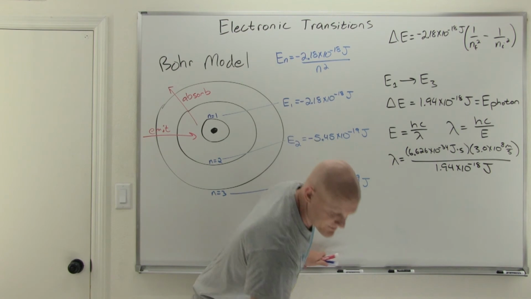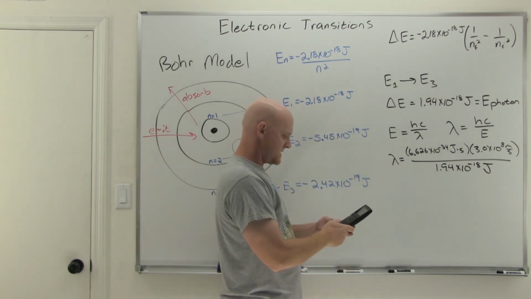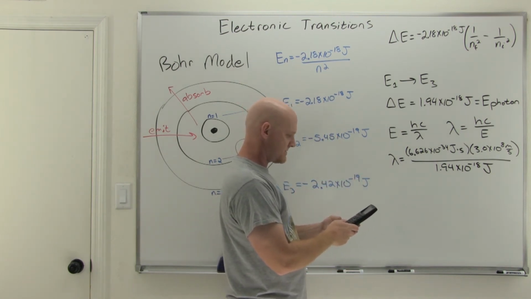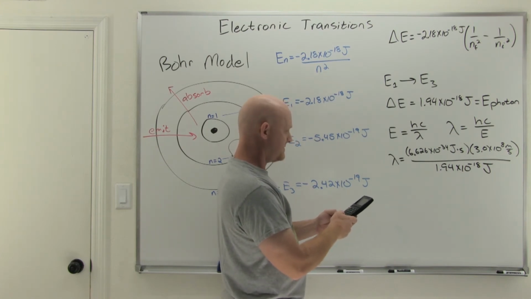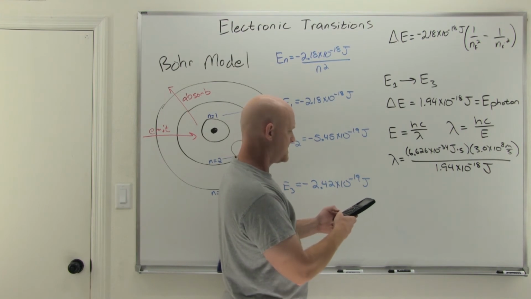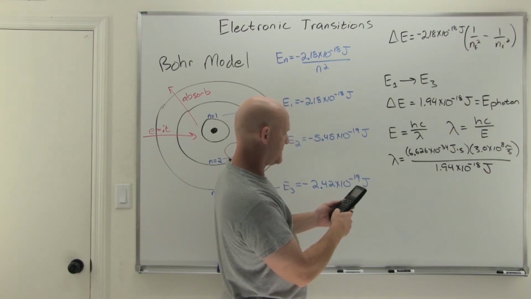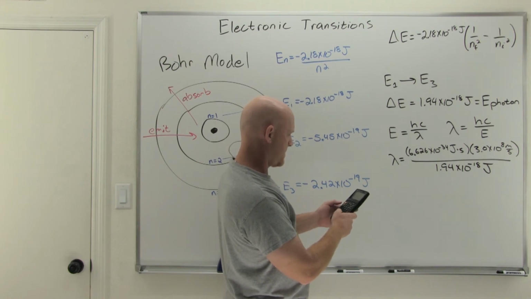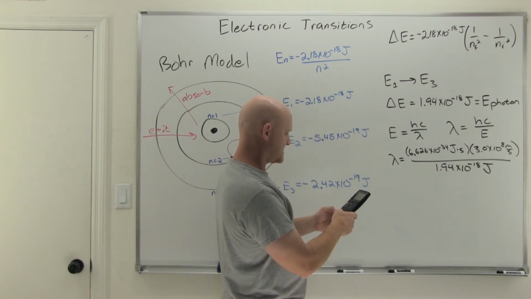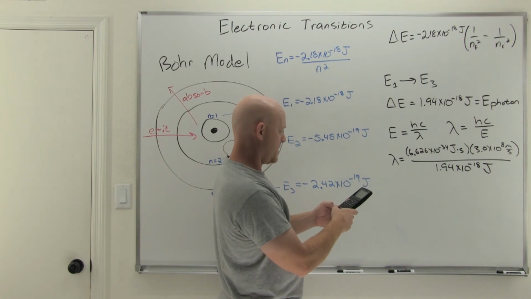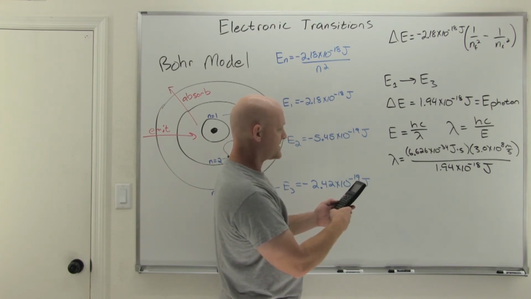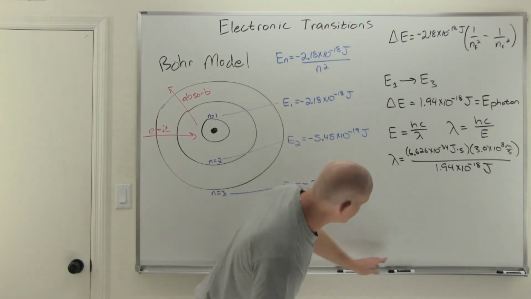And we'll calculate out that wavelength and let our calculator do the work for us. So once again, 6.626 times 10 to the negative 34 times 3 times 10 to the 8th divided by 1.94 times 10 to the negative 18. Let me make sure I've got this all correctly. No, I don't. I messed up one part of this. Let's try this again. 6.626 times 10 to the negative 34 times 3 times 10 to the 8th. There we go. And then divided by 1.94 times 10 to the negative 18. And that gets us 1.02 times 10 to the negative 7.